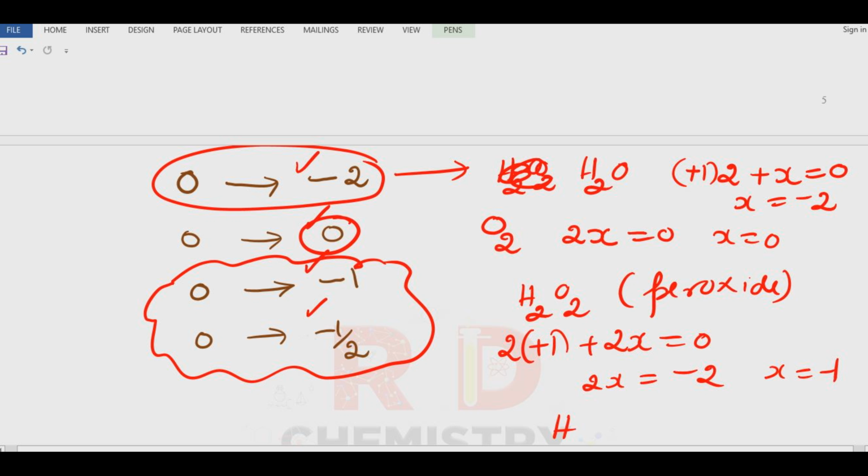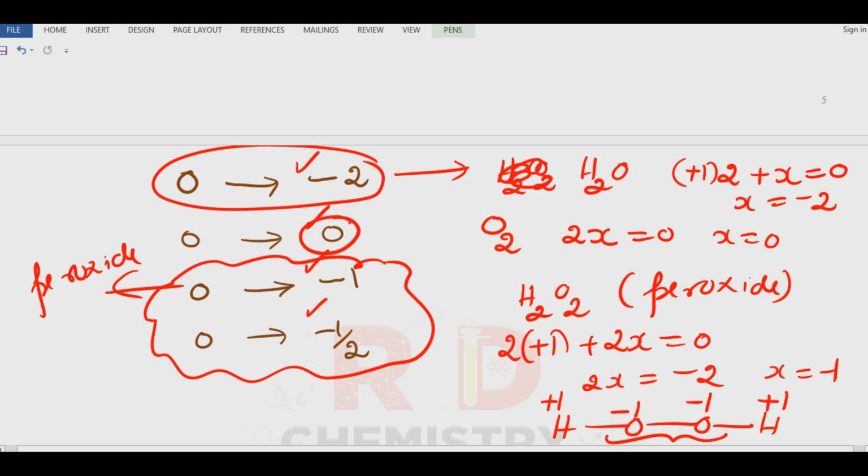It is like this: hydrogen, oxygen, oxygen, hydrogen. Hydrogen is plus 1, so the total is plus 2 charges. Therefore, each oxygen is minus 1. This is called the peroxide linkage. In case of peroxide linkage, oxygen is minus 1. Clear? So that is for peroxides.